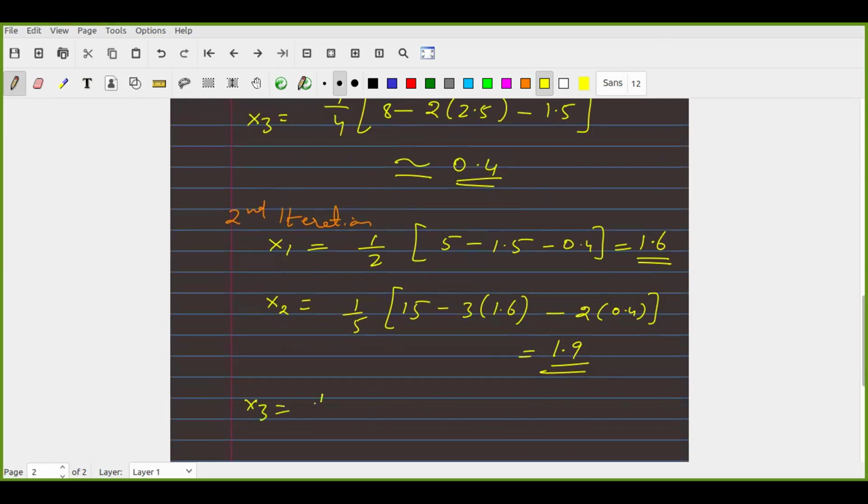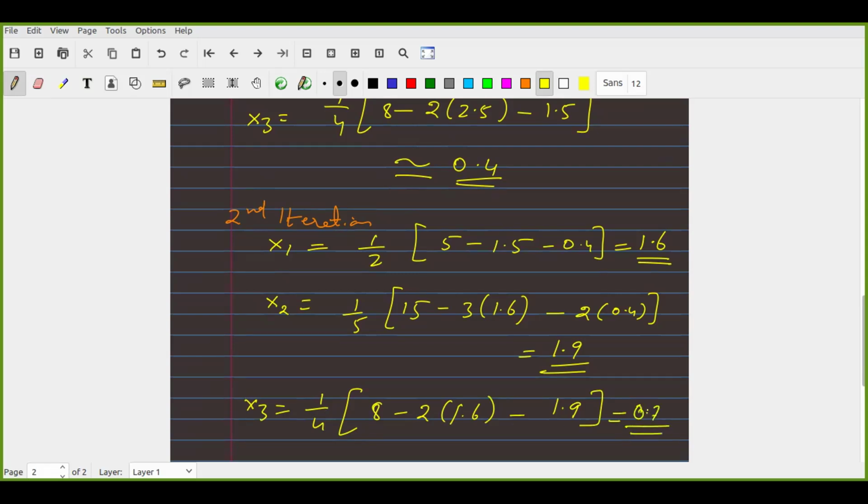x3 is equal to 1 by 4, 8 minus 2 times, what is the latest x1? 1.6. What is the latest x2? 1.9. And that turns out to be 0.7.